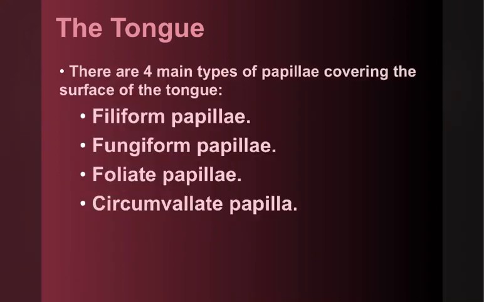There are four main types of papillae covering the surface of the tongue, meaning the anterior two-thirds of the tongue dorsum. These papillae include filiform papillae, fungiform papillae, foliate papillae, and circumvallate papillae.